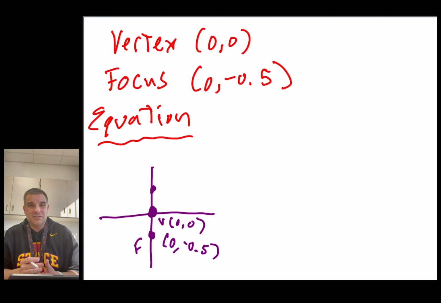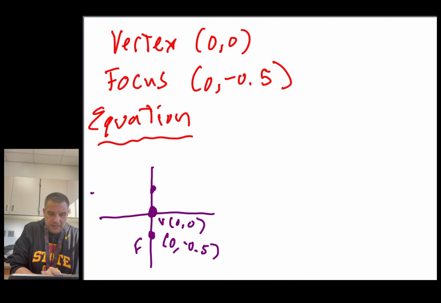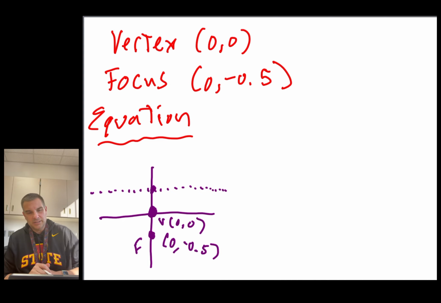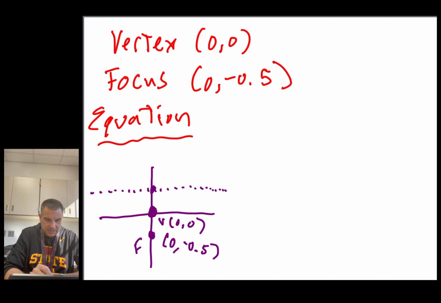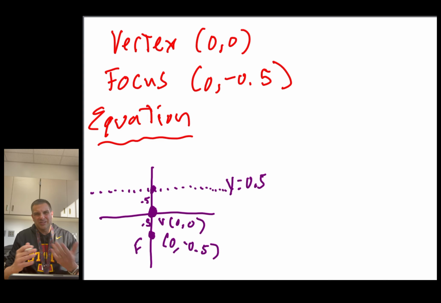And why do I need the line of directrix? It just helps me figure out where it's going to open. So my line of directrix is going to be that line right there. And I think that's the line y is equal to, well, we know this distance. This distance is 0.5, so this distance has to be 0.5. So y is equal to 0.5. That's my line of directrix. We don't necessarily need to know that, but it doesn't hurt.